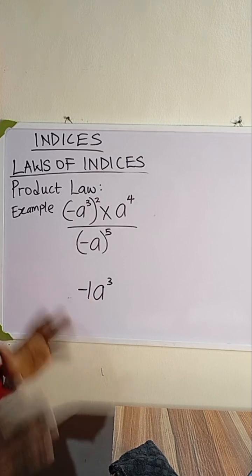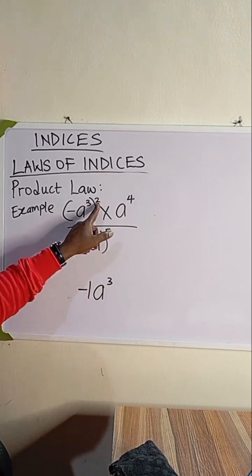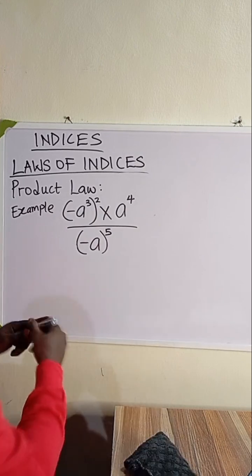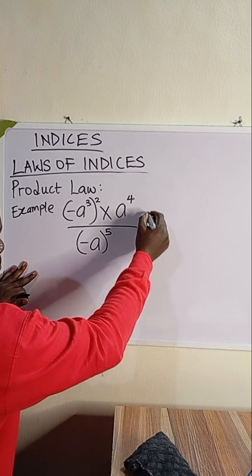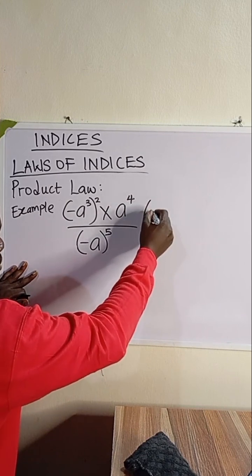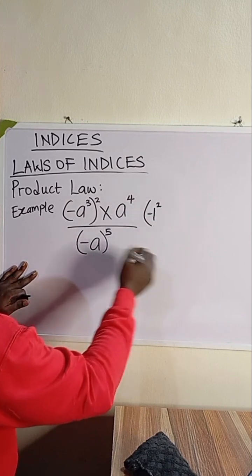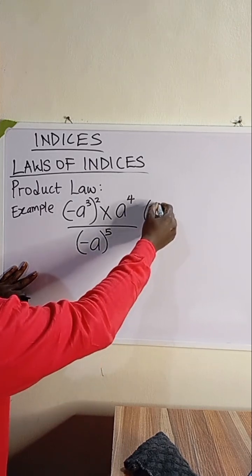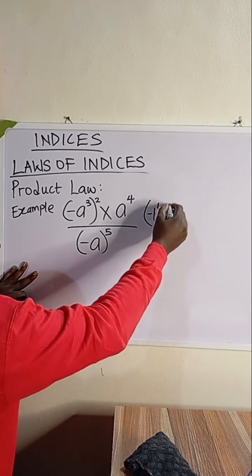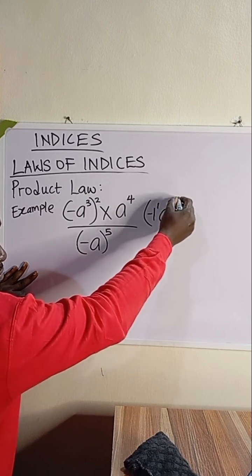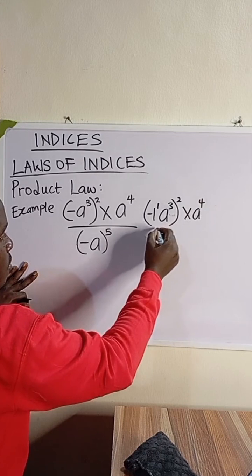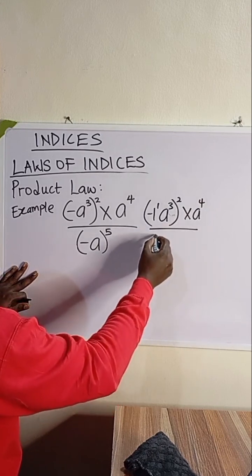This will be minus 1 to the power of 2, times 1 to the power of the exponent here is 1, a to the power of 3, and then you have 2 times a to the power of 4, all over minus 1 a to the power of 5. So you bring out the minus 1. It will help us out.